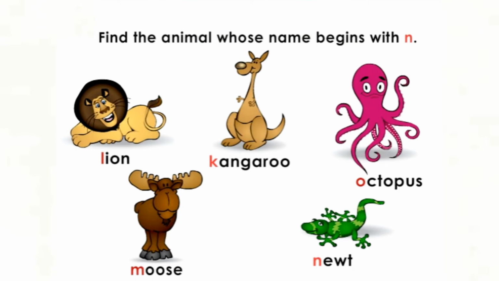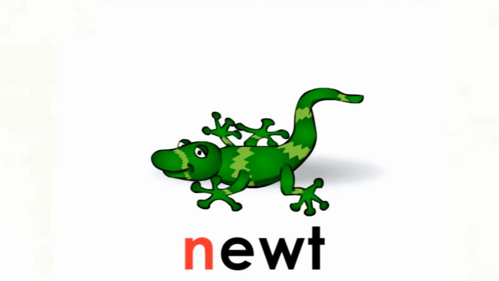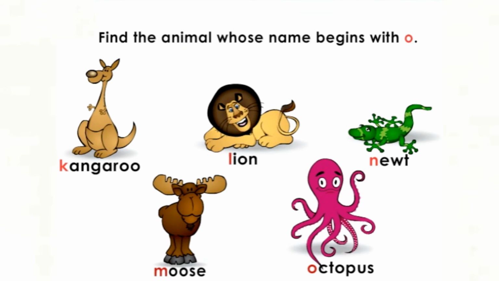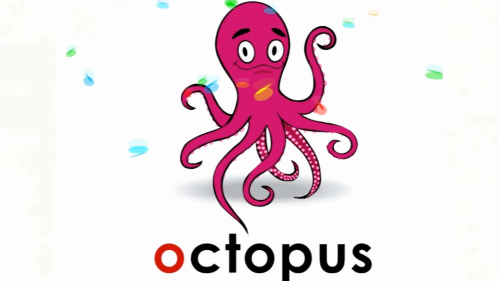Find the animal whose name begins with N. Great job! Newt begins with N. Find the animal whose name begins with O. Fabulous! Octopus begins with O.